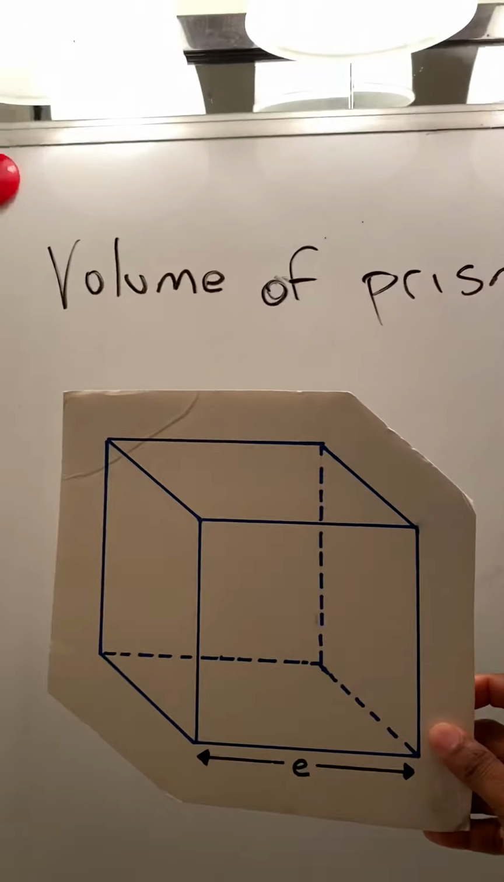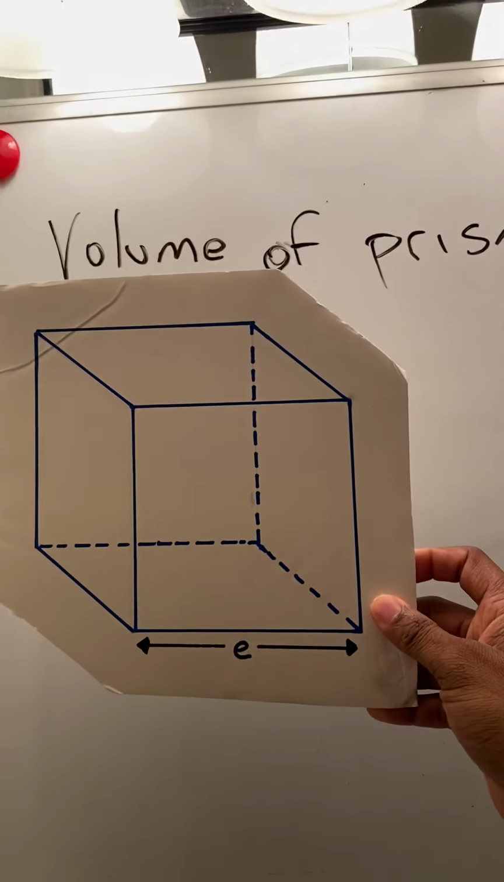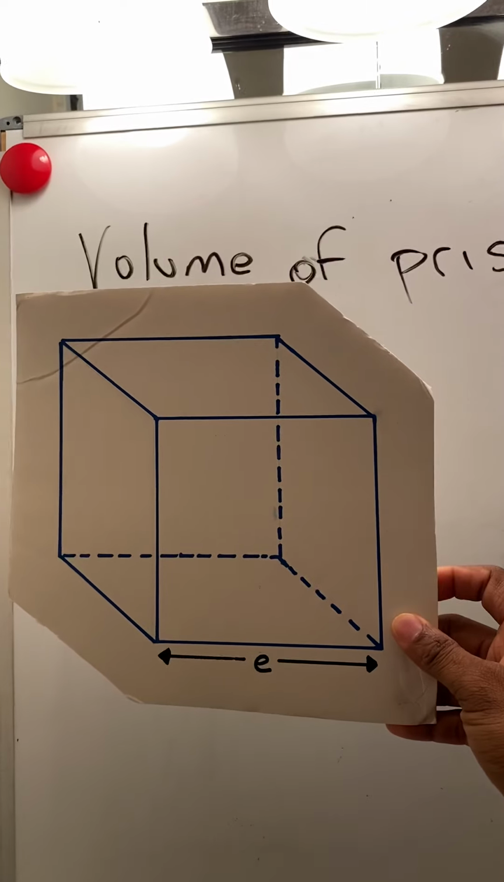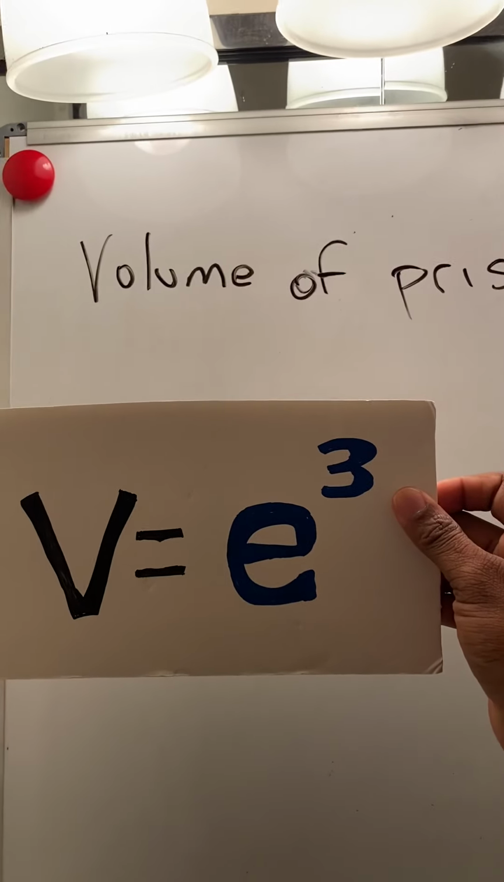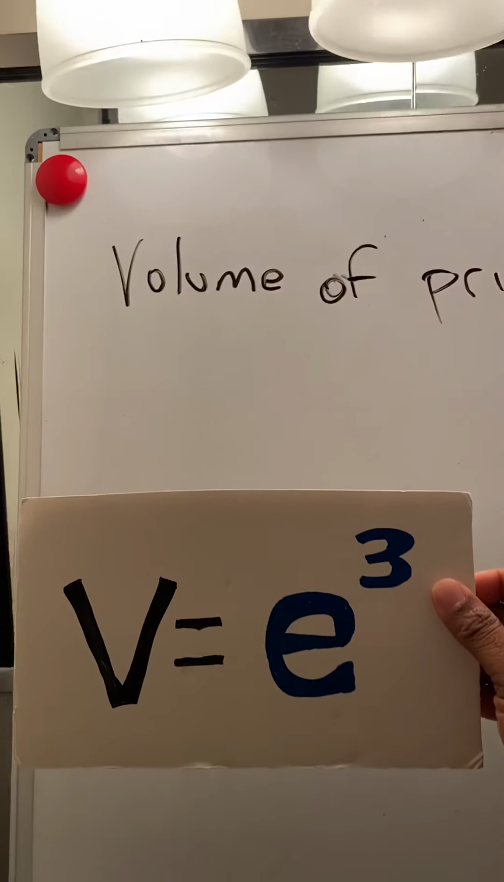And since we're dealing with the rectangular prisms, like this one, notice the E stands for edge or the sides. There's a formula for that. The formula for that is volume equals e to the third. Volume is always cubed, so we deal with that formula.